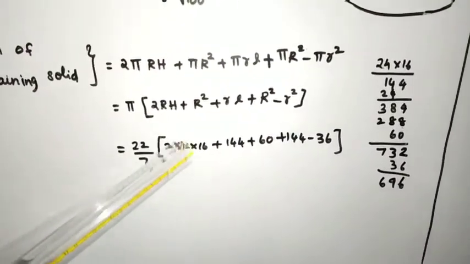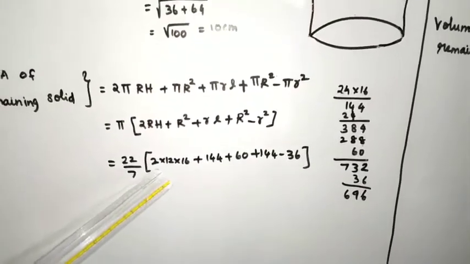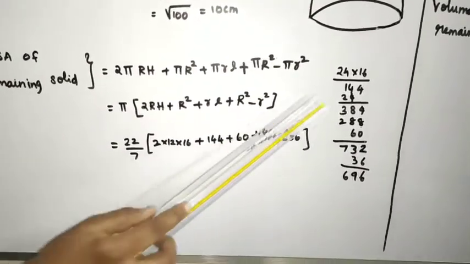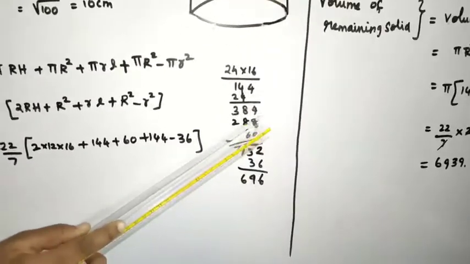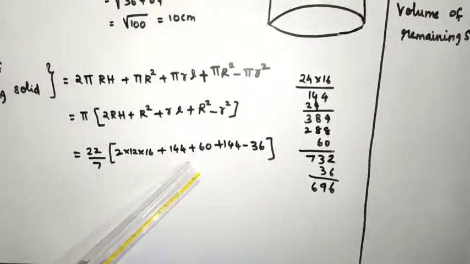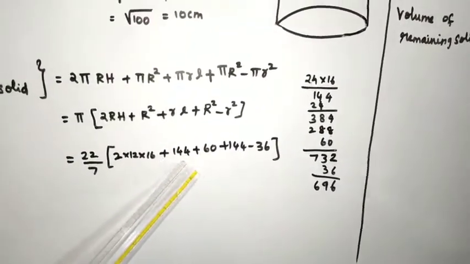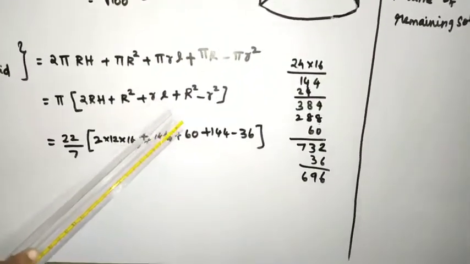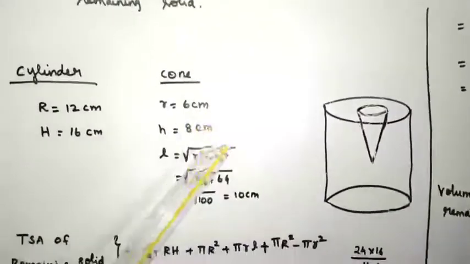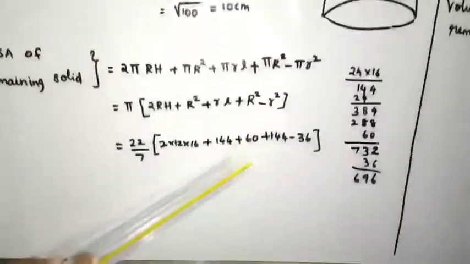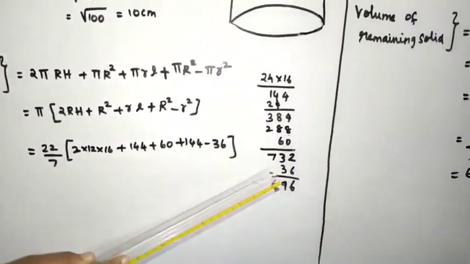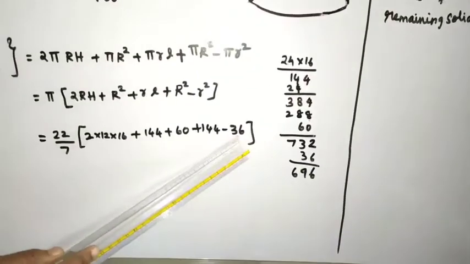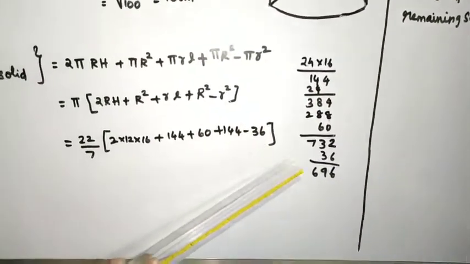So 2 into R 12 into 16: 2 into 12 is 24, 24 into 16 is 384. Next, 144 plus 12 square is 144, so 144 plus 144 means 288. Then r into L, r is 6 and L is 10, so 6 into 10 means 60. If you add these, it is 732, minus this small r square, 6 square, 36. If you subtract, it is 696.